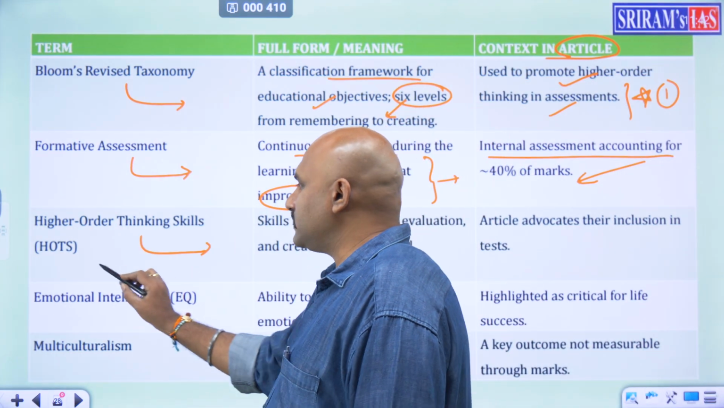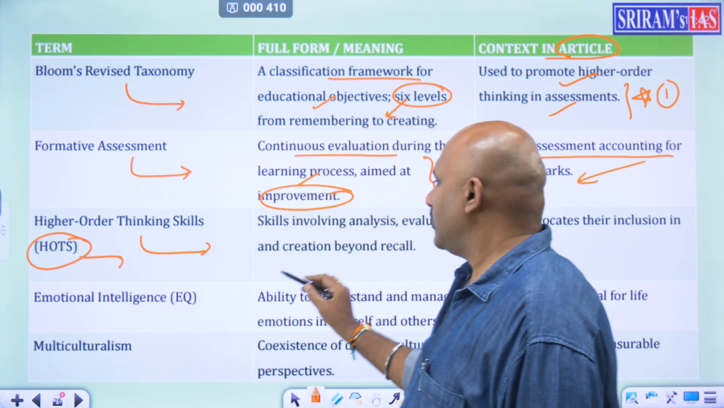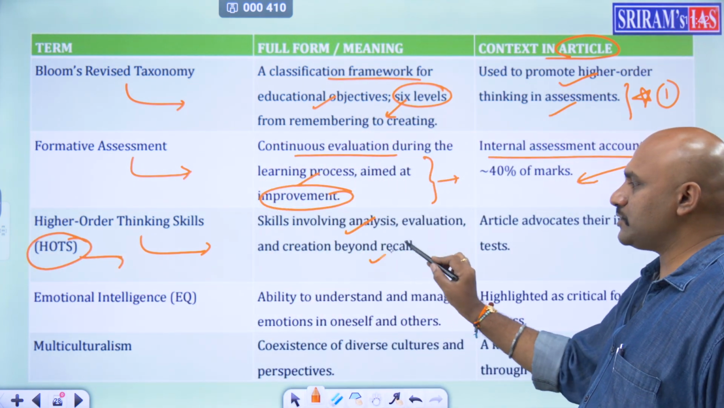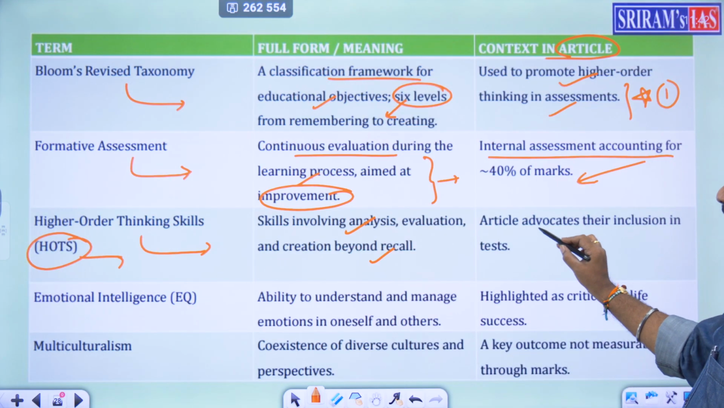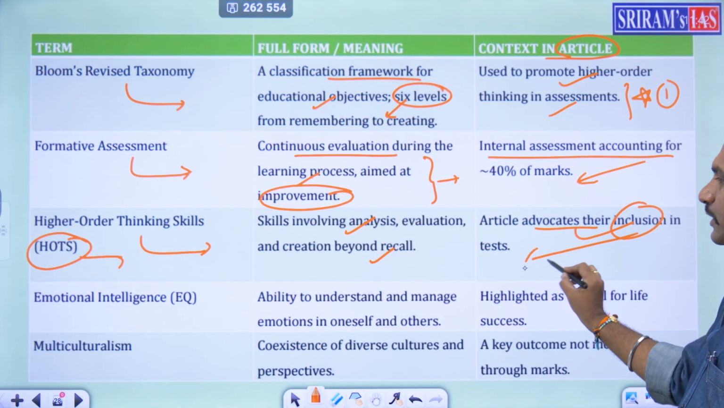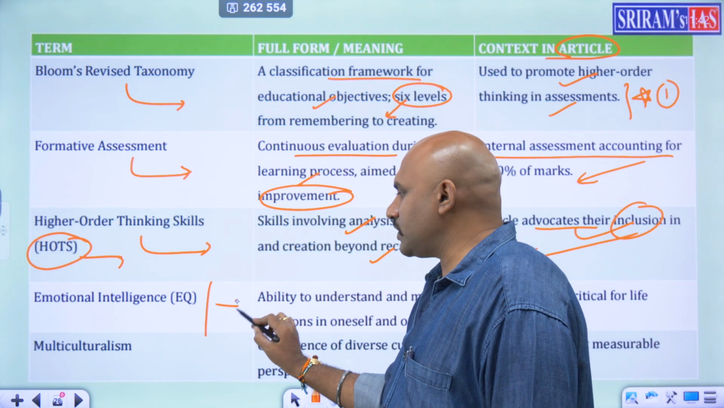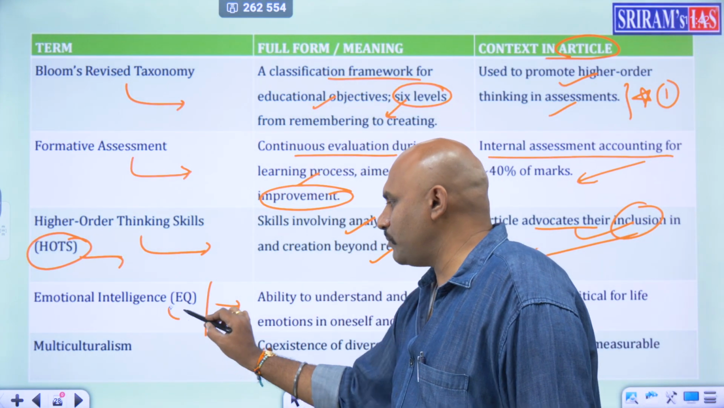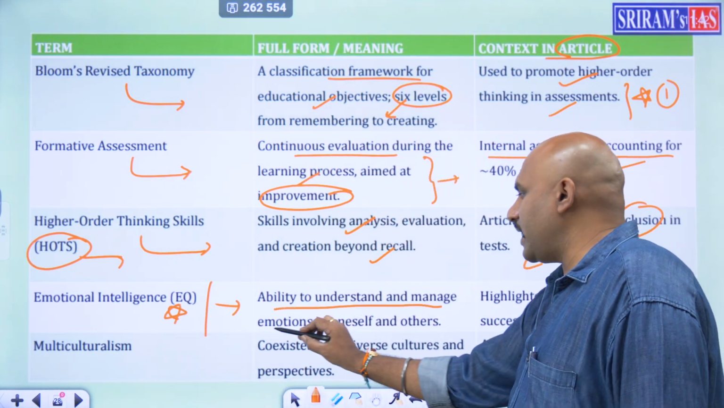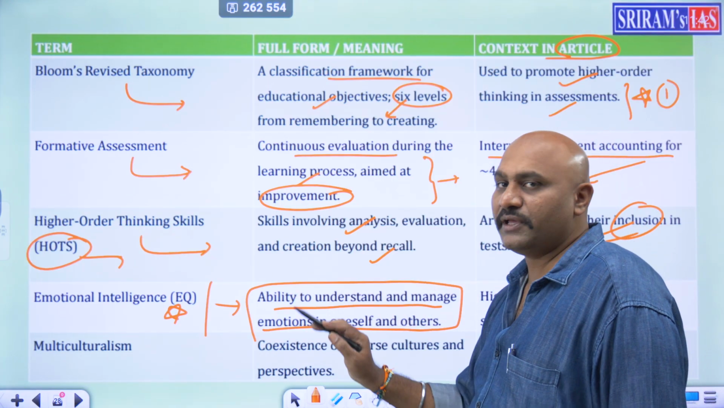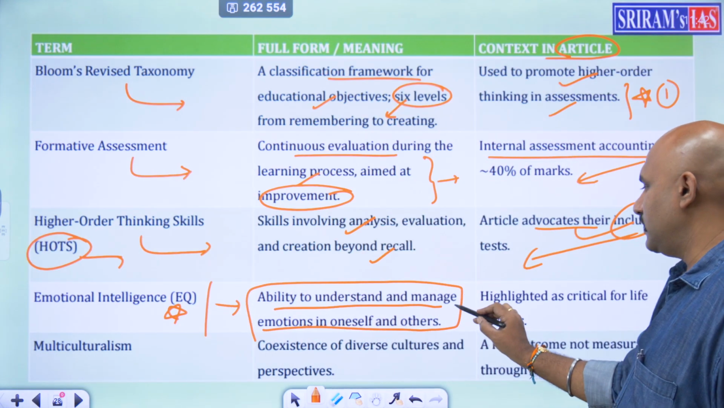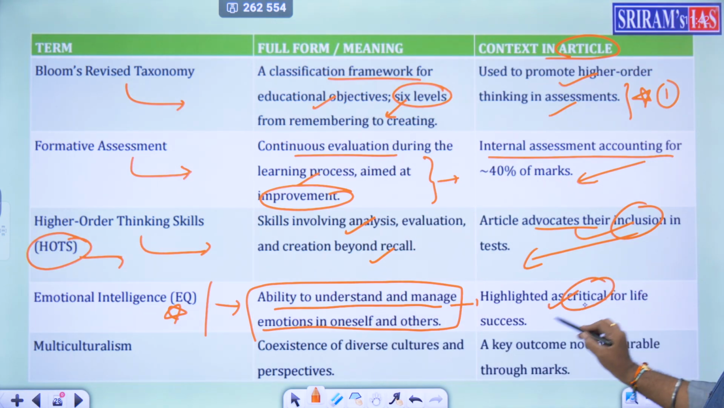Next, higher order thinking skills, also called HOTS antamata. Skills involving analysis, evaluation, creation beyond recall. The article advocates the inclusion of these in the tests. Next, emotional intelligence, very, very important. The ability to understand and manage emotions in oneself and others. This is the meaning of emotional intelligence. It is highlighted as critical for life success.